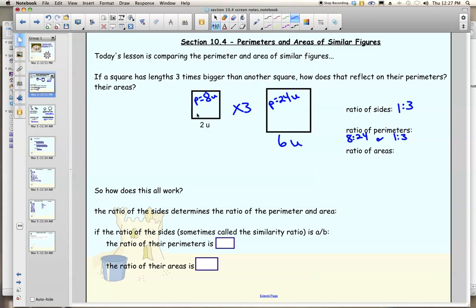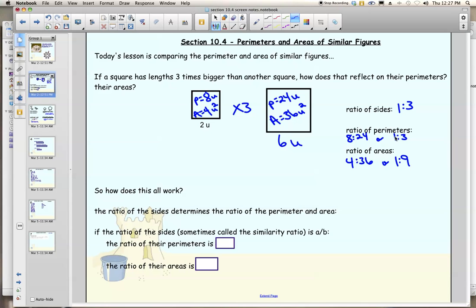The area of this square would be 2 times 2, so the area would be 4 square units. And the area of this one, 6 times 6 is 36, so the area would be 36 square units. Notice that the ratio of their areas is 4 to 36, or 1 to 9 when you put it in simplest form. It's not the same as the ratio of their sides and the ratio of their perimeters. It does, however, relate to them.